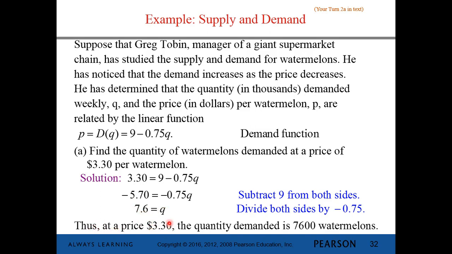Our conclusion is that if the price of watermelons is $3.30, then the quantity demanded in thousands, remember in thousands, is 7,600 watermelons. So if we set the price of watermelons at $3.30, we can expect that the consumers are going to want to buy 7,600 watermelons. And so that's what we should provide, right?